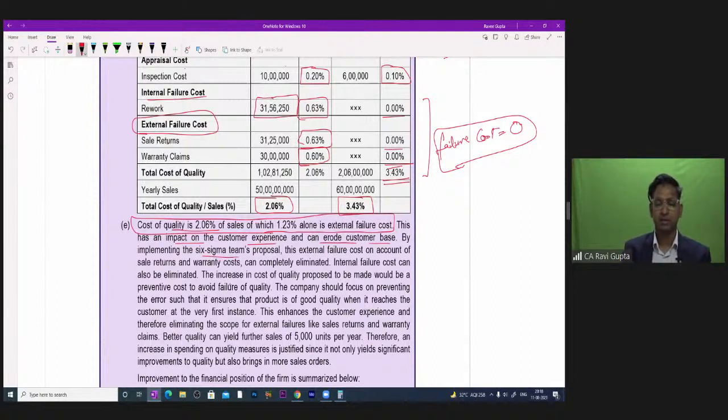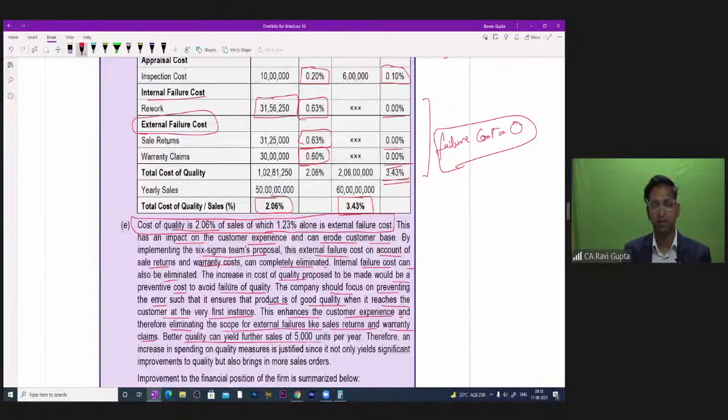By implementing the Six Sigma team proposal, this external failure cost on account of sales return and warranty cost can be completely eliminated. Internal failure cost can also be eliminated. The increase in cost of quality proposed would be a preventive cost to avoid failure of quality. The company should focus on preventing the error such that it ensures the product is of good quality when it reaches the customer at the very first instance. This enhances the customer experience and eliminates the scope for external failures like sales return and warranty claims.